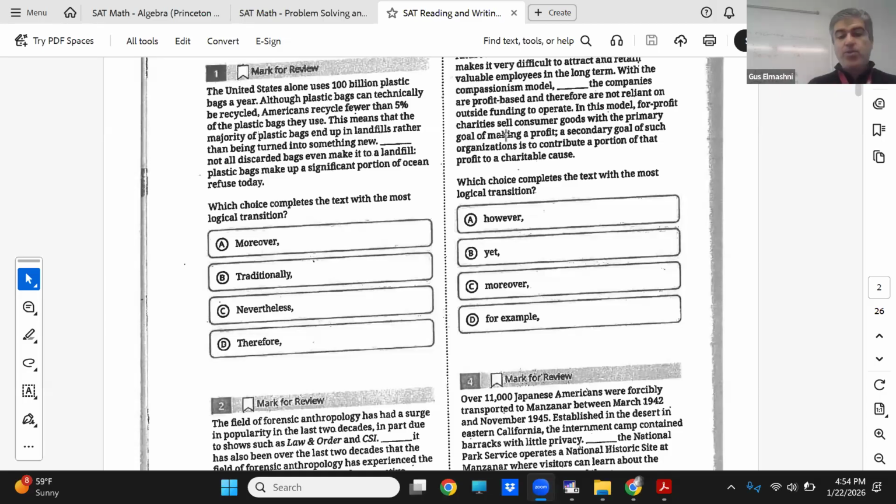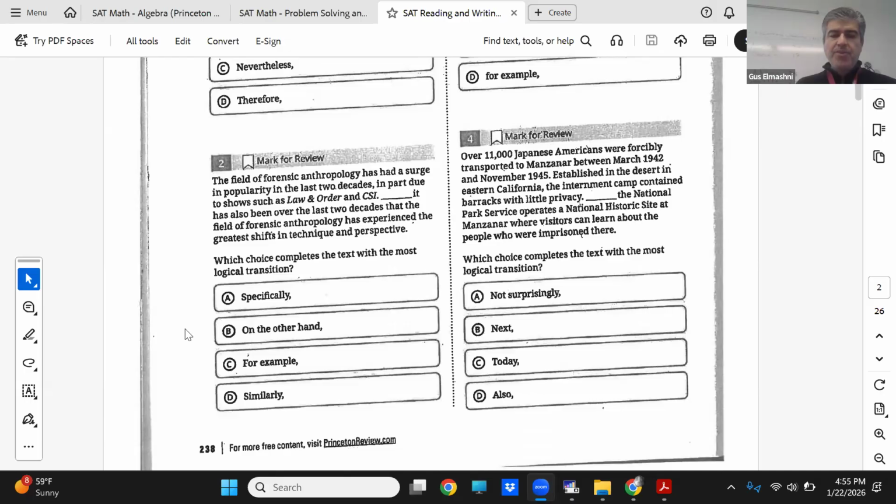Moreover would be a great choice for that one. Therefore is more of a cause and effect. If you said, I ate 10 bags of chips, therefore I'm going to feel really sick tonight, that would make sense. But that's not what we're trying to say here, right? Traditionally is weird, that's random. Nevertheless is a contrast, it's like however, or even though.